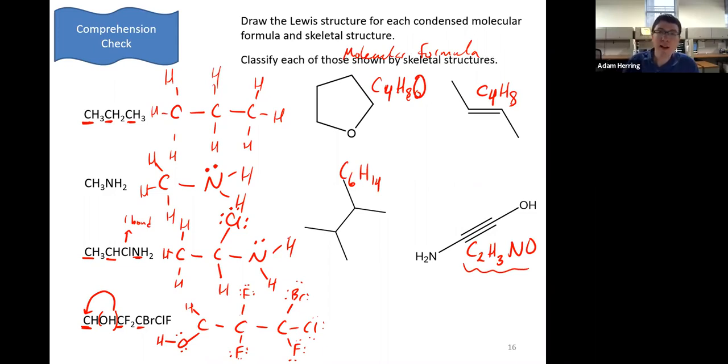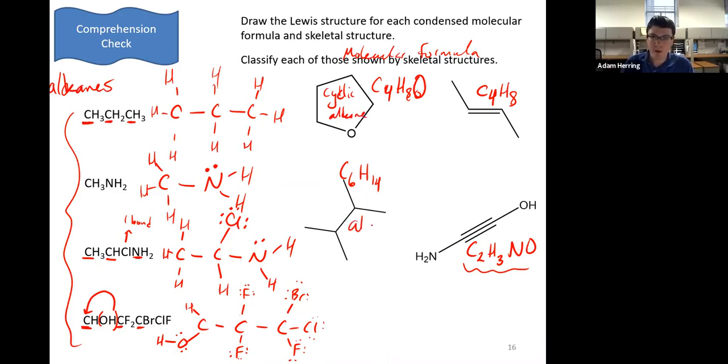Finally, how can we classify these molecules? Pause and see if you can classify these as alkanes, alkenes, alkynes, or aromatic. Welcome back. So all of these molecules on the left here, these all have carbon-carbon single bonds. So these are alkanes. This is a cyclic alkane. This is a regular alkane. This is an alkene. And this is an alkyne.